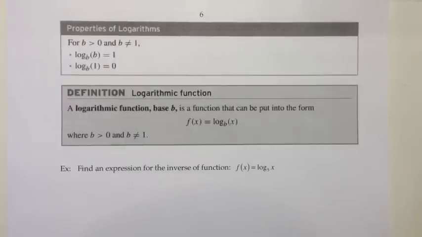Okay, moving on to page 6, we have a couple of properties of logarithms that were illustrated in that last page of examples.